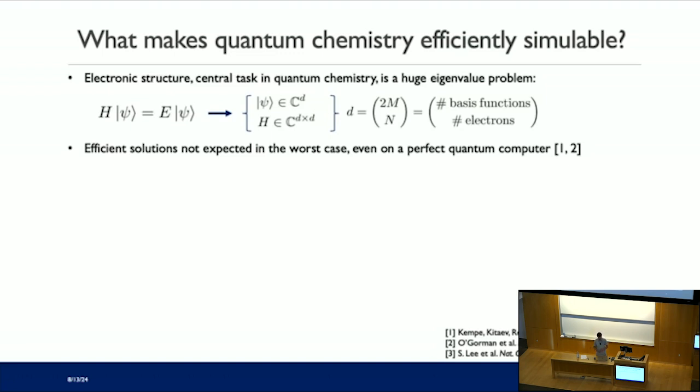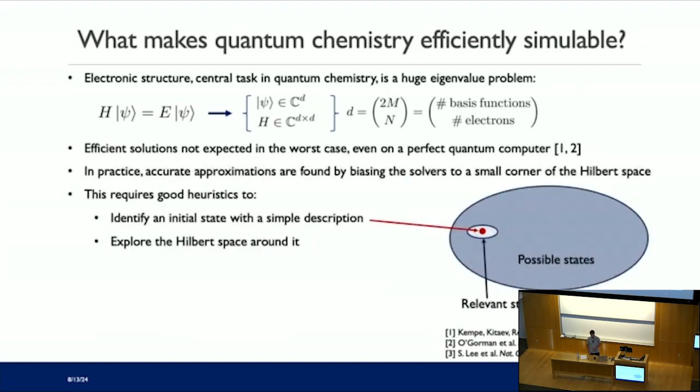And if you think you have some clever tricks alternative to that, well, complexity theory tells you that at least the worst case instance of this problem is also QMA-hard, so there's no efficient solution even on a perfect fault-tolerant quantum computer. Now, in practice, quantum chemists or computational chemists do solve this problem all the time, routinely, and sometimes very accurately and very efficiently.